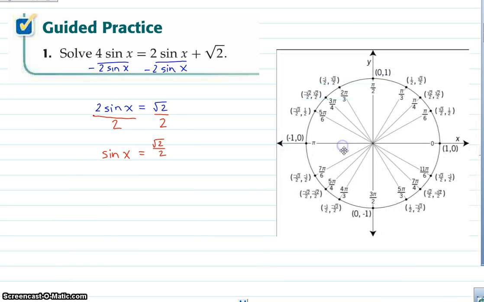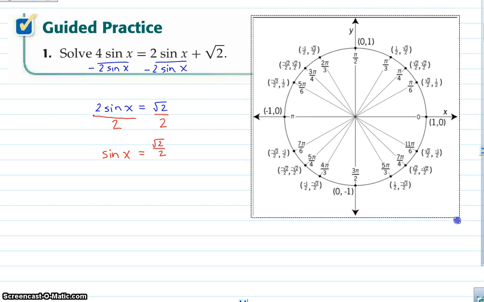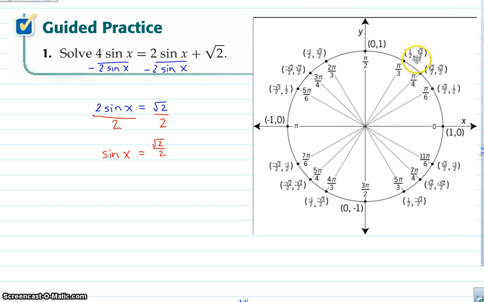Bring that over here. Okay, so now we're looking for where sine is equal to the square root of 2 over 2. Remember, sine is our y coordinate, so I see that I have a y coordinate right here at pi over 4. That's where square root of 2 over 2 is. And then I have another one right here at 3 pi over 4.